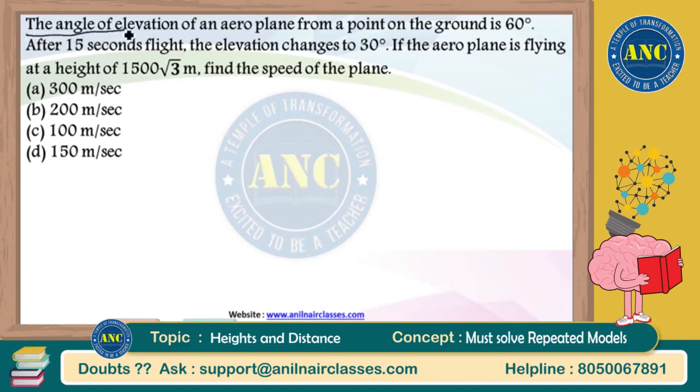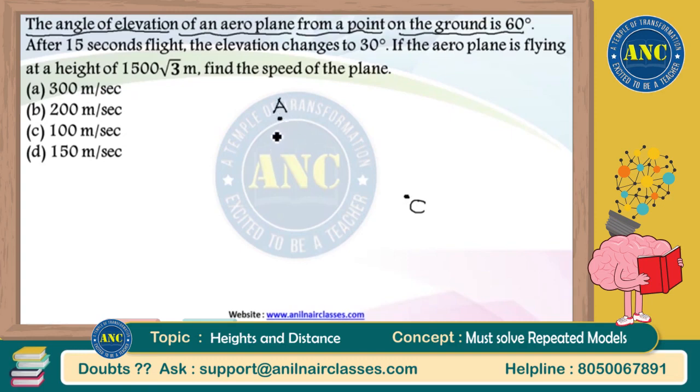The angle of elevation of an aeroplane from a point on the ground is 60 degrees. That means there is a point on the ground. This point I will call it as point C, right? You can name any point whatever you like. The angle of elevation of an aeroplane. There is an aeroplane somewhere which is flying here. I will name that point as A.